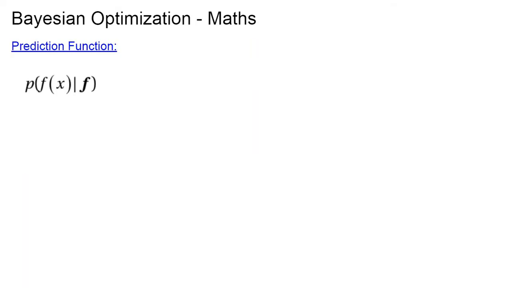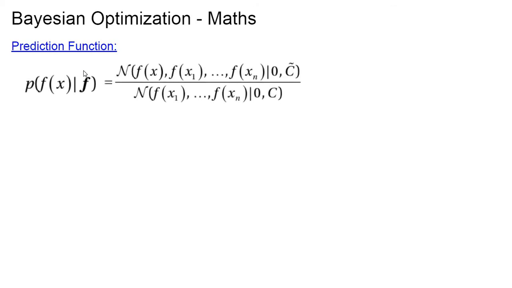The prediction function is nothing but we are trying to predict the probability of f of x, conditional on some data that has been available to us. This particular prediction can be approximated using the normal distribution which has a zero mean and a covariance of c tilde, divided by the normal distribution with a zero mean and a covariance of c. If you do recall, this form implies we have applied the Bayesian formulation for conditional probability and we have simplified.